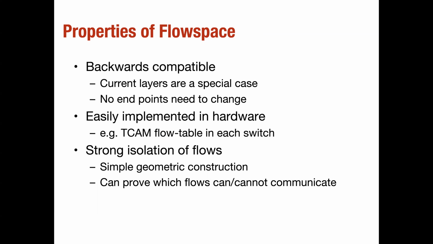So if we want to change anything, the endpoints don't need to change much; all these changes can be enabled by changing how we read those bits in these network devices, right? And these flow space abstractions, the match action tables, are easily implemented in hardware.